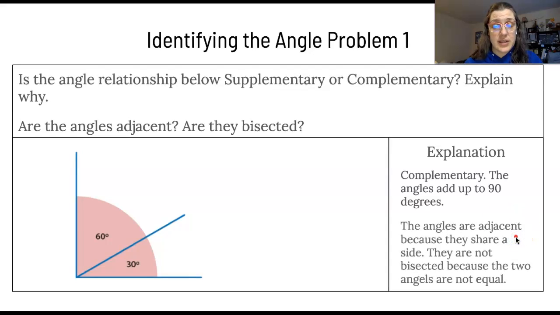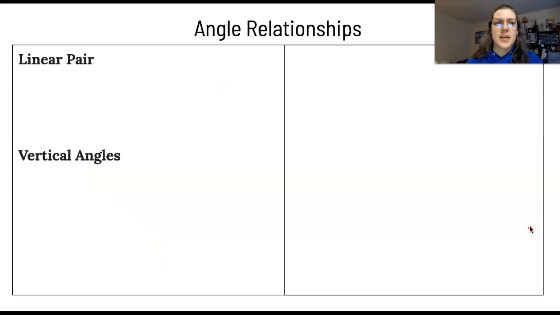The angles are adjacent because they share a side. They are not bisected because the two angles are not equal. Look at that, tying all the vocabulary words in. Amazing. Linear pair. We've only got two left.